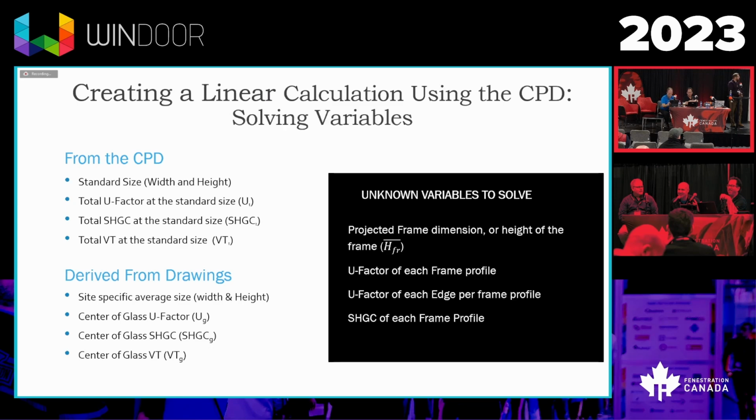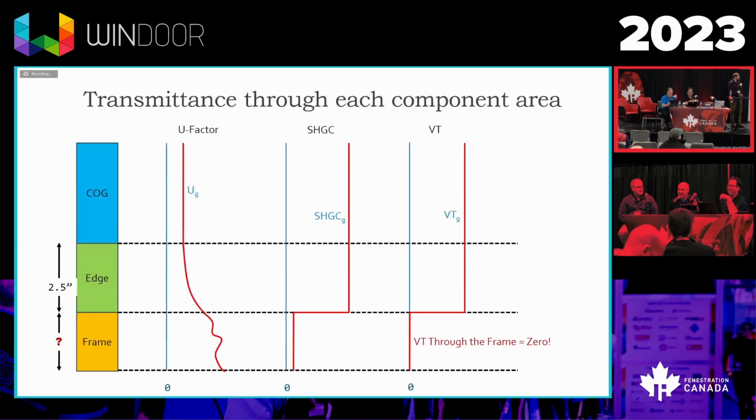But we have to figure out these unknown variables in order to scale it. It's a scaling tool. So I have this here as the frame. What's the depth? Because if we know what the frame is accounting for, then we can base the 2.5 inches above from there. And then we know how much is just the center of glass, the U factor for each frame and the edge, and the solar heat gain of the entire profile. So I kind of broke it down in a visual way of seeing that.